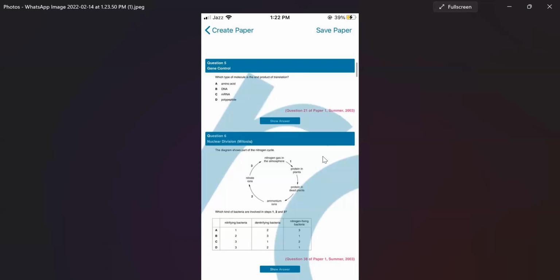The diagram shows part of the nitrogen cycle. I assume you guys have done the syllabus, so I'm just going to discuss this. Which kind of bacteria are involved in steps 1, 2, and 3? Step 1 is nitrogen gas in the atmosphere converting into proteins in the plants. This is something you also did in your O-level. So how is nitrogen gas converted into protein? Which of the 3 processes occurs: nitrifying, denitrifying, or nitrogen fixation? Which of these occurs when nitrogen gas is converted into protein in plants?